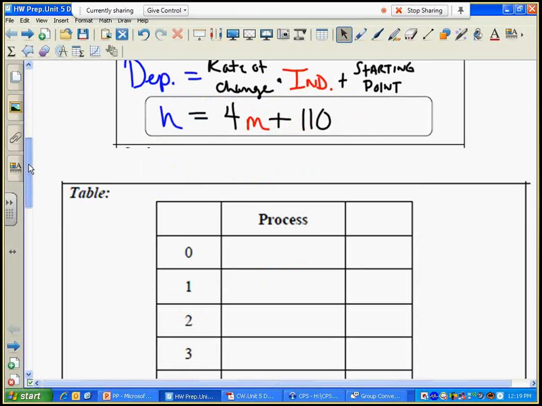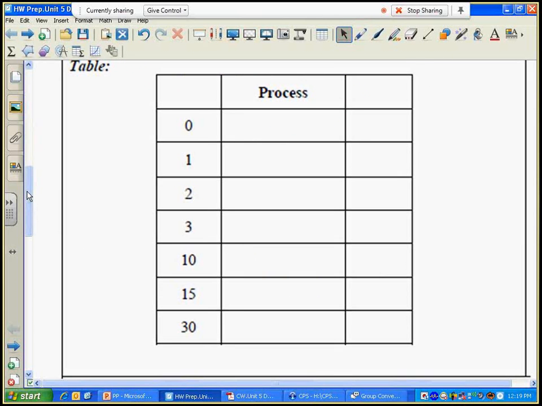Bottom left-hand corner, table. As you look at your table, the independent variable is always going to be over here on the left. Okay, so let's write independent here, which means that the dependent is always going to be over here. All right, well, the independent value is talking about months, and we call that M. The dependent value is the inches, and we call that H.